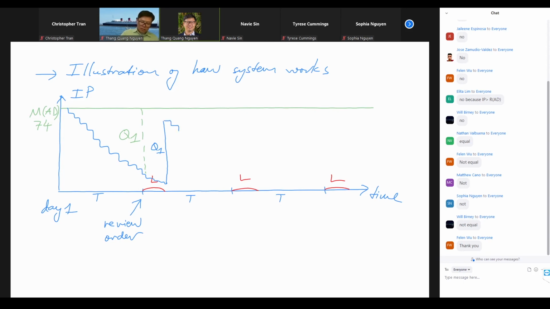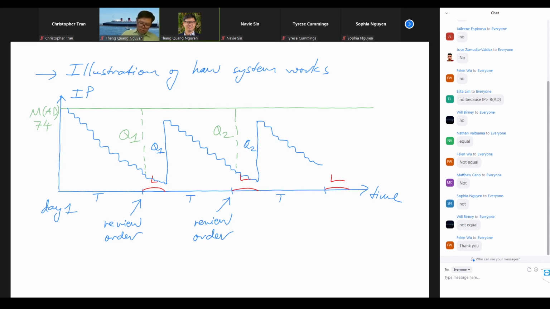And then that's the end of the first cycle, and then it goes to the second cycle like this. We hit another day where we need to make the next review and the next order. So on that day, we need to make that order. That's Q2 right here to make up for the difference, right? So at the end of the lead time, it also jumps up by Q2. And then it goes like that. Another cycle happens like that. Okay, so that's how you should draw the picture for this case.